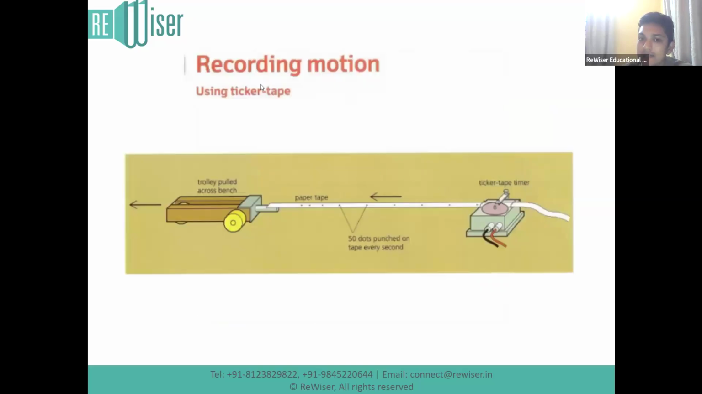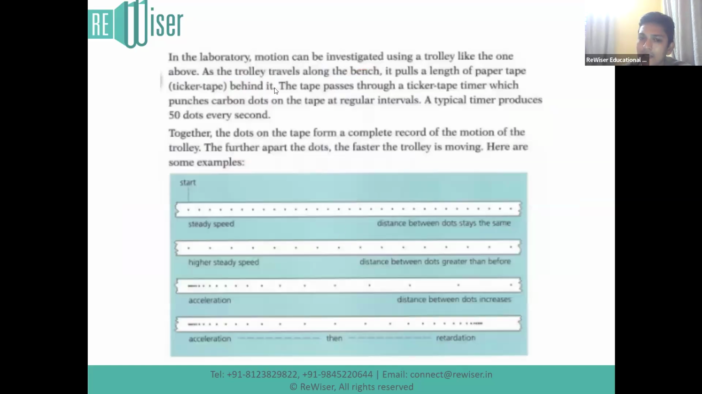Now, this is the ticker tape I was talking to you about. You will come across it in past year questions at least. I'll show you what a ticker tape is. Can you read through this and teach me what a ticker tape is? In the laboratory, motion can be investigated using a trolley. Read in your mind; you don't have to read aloud. Basically, it's a kind of device. Like for speed we use light gates, to calculate time we'll use the ticker tape. It's very similar to light gates.